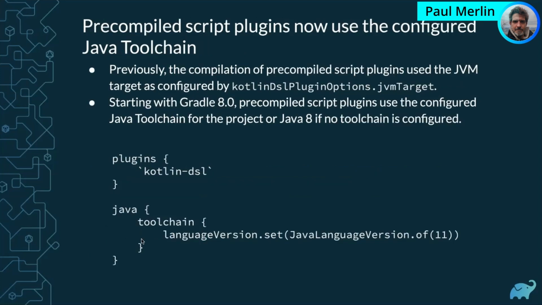And the next one is about pre-compiled script plugins. So that's the ones that you would ship to the plugin portal, for example, as binary plugins, or that you would have in your build logic, build source, or included build.